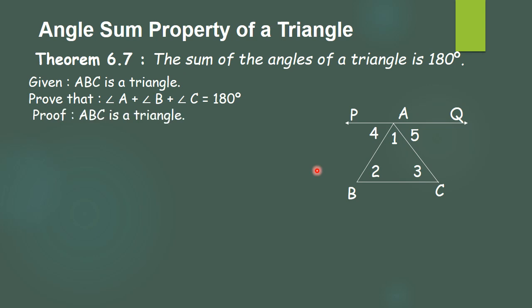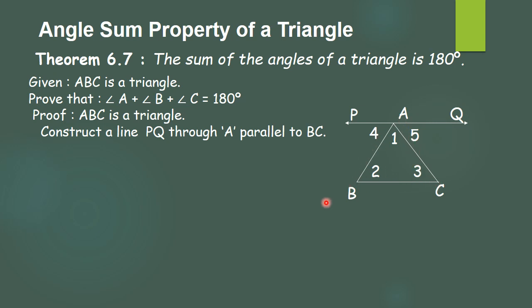Now, when we write the proof, what is given? ABC is a triangle. Now, to prove this, first we will draw a line PQ parallel to BC that passes through A. So, this is the line PQ. We are drawing this. That line passes through the point A and is parallel to BC. Now, naturally, we get PQ parallel to BC by the construction.